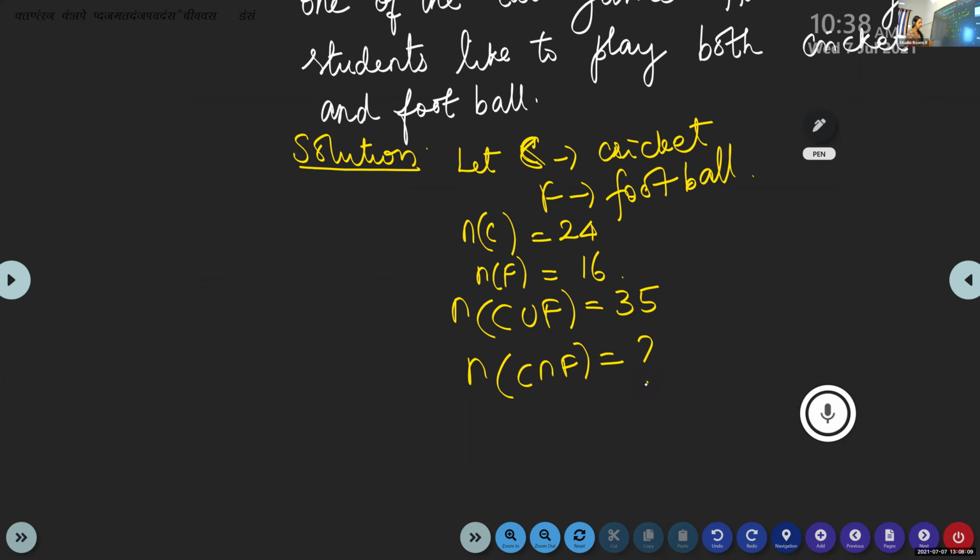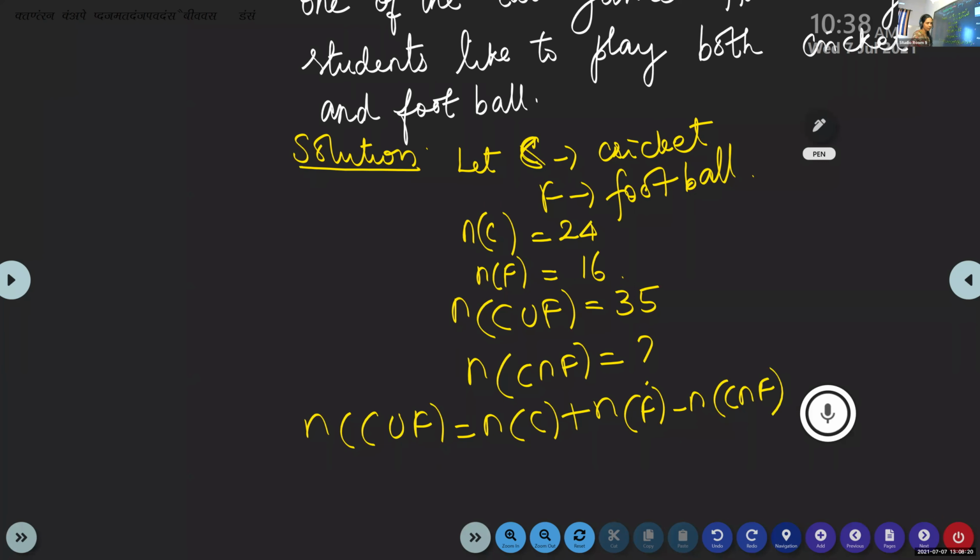Now write the formula. n of C union F is equal to n of C plus n of F minus n of C intersection F. Apply the values, simplify and tell me what is C intersection F.